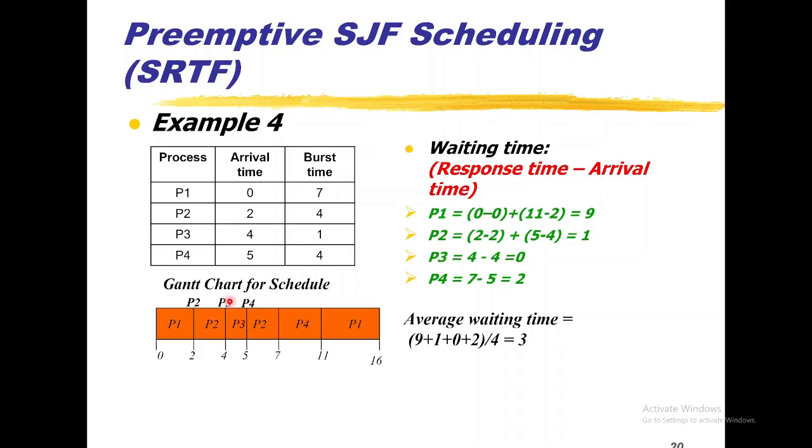P3 arrived at 4 seconds and was picked up immediately. So it had a waiting time of only 0. Then we have P4 arrived at time 7 and was picked up when it arrived at 7 seconds.